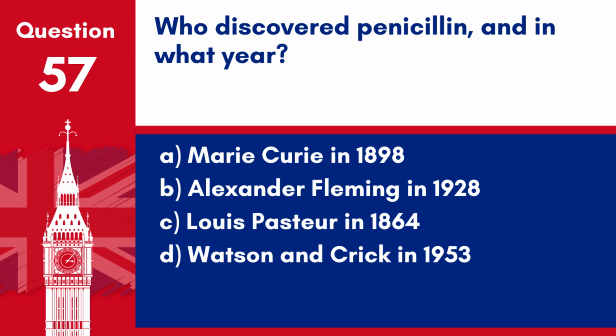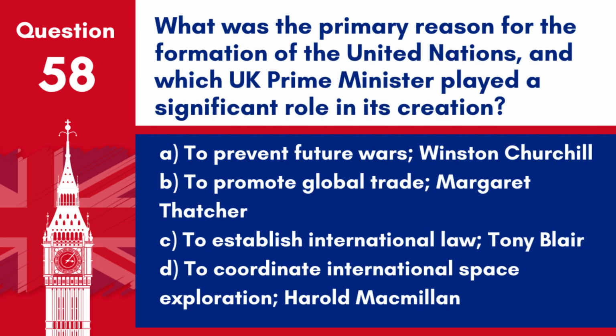Answer B. Alexander Fleming in 1928. Alexander Fleming discovered penicillin in 1928, marking the beginning of modern antibiotics. Question 58. What was the primary reason for the formation of the United Nations, and which UK Prime Minister played a significant role in its creation?